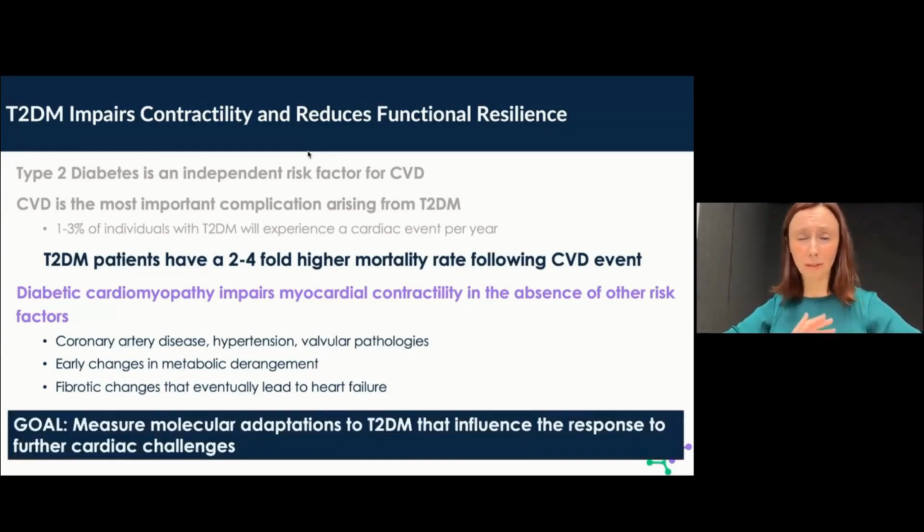So for this longer term project of ours, it has been our goal to understand what are those changes that are occurring in the heart with diabetic cardiomyopathy that really mean that these hearts aren't going to recover after a single cardiac event.